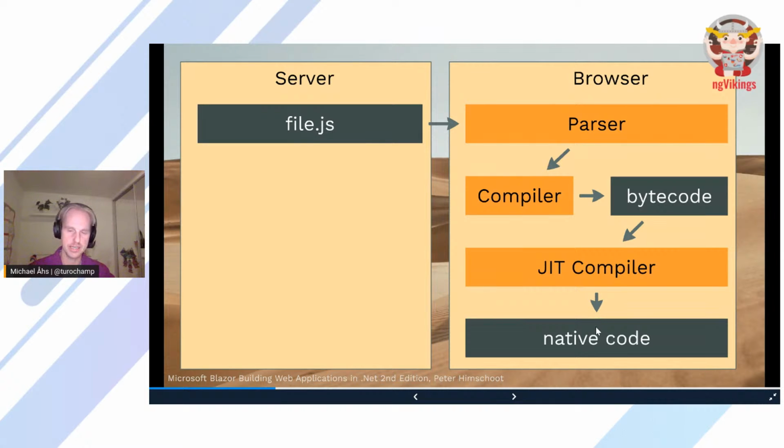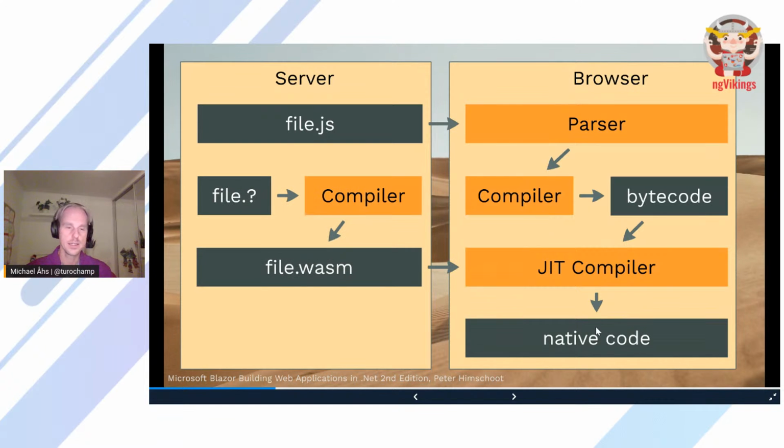And that then becomes native code, and we get the experience that the user gets. Let's contrast that to WebAssembly. WebAssembly, the file here can be any language which has a compiler. C#, Rust, or such. So let's assume it's a Rust file.